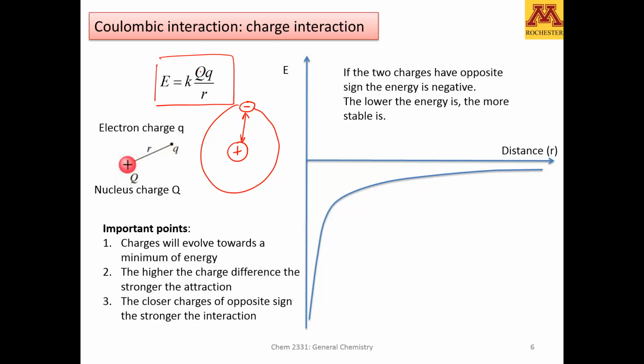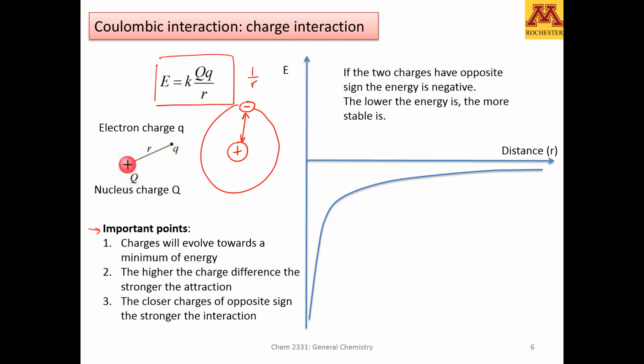According to the 1 over r potential, which I try to plot here. What is this equation telling us? This equation is telling us a few things that I try to point out in here, the important points that one must remember so that we can understand the interactions in the atom.